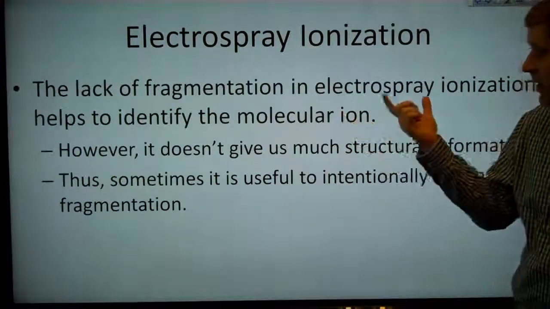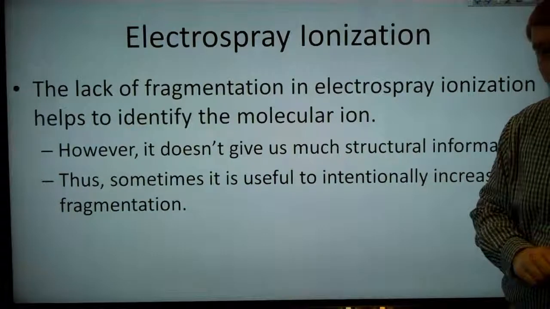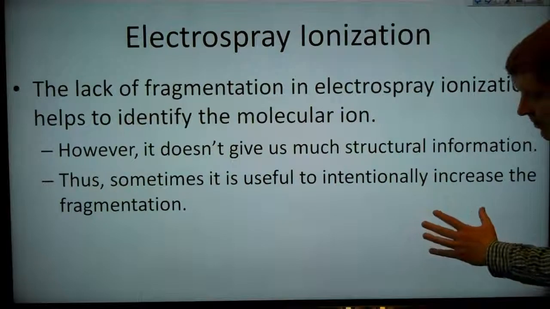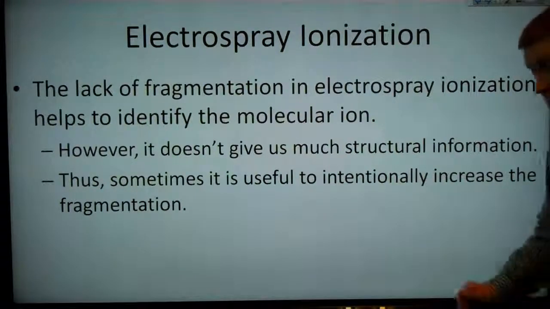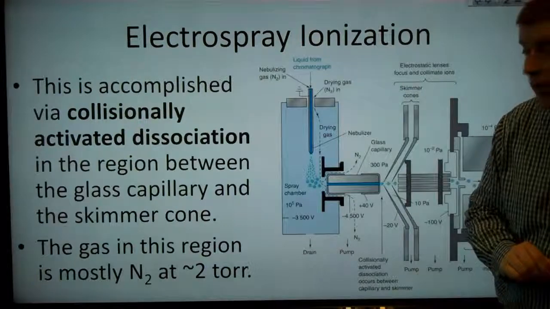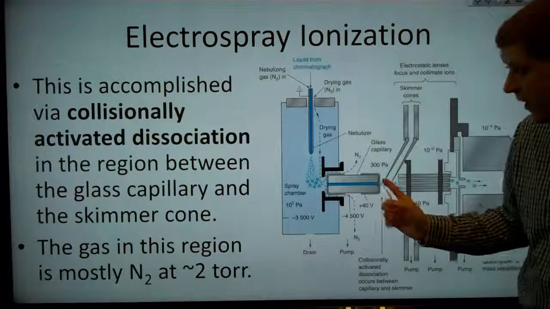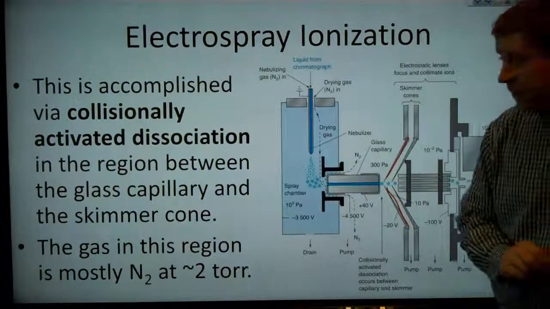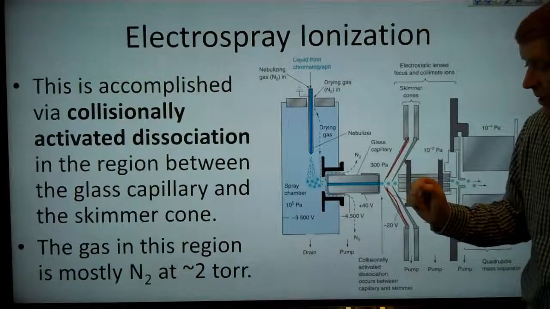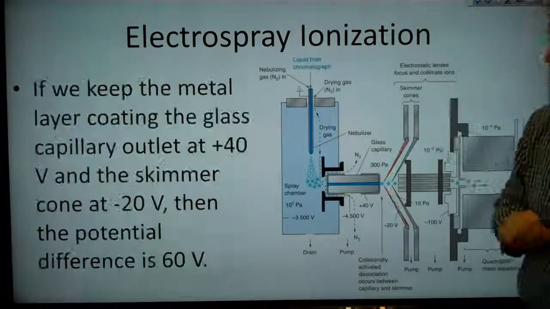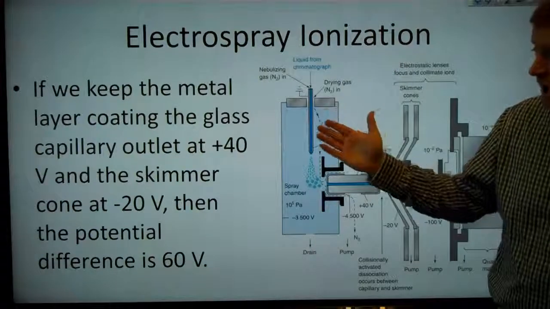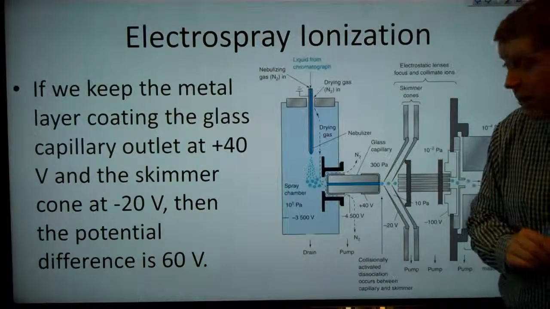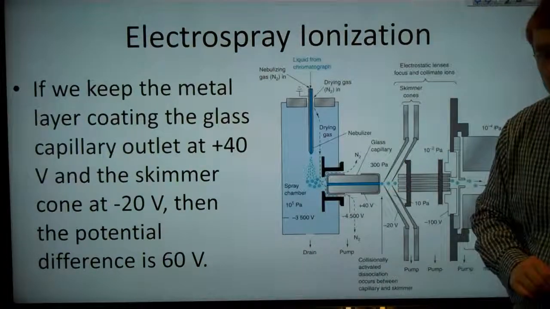So the lack of fragmentation in electrospray ionization helps to identify our molecular ion, but it doesn't give us much structural information. And thus, sometimes it's useful to intentionally increase the fragmentation. This can be accomplished via collisionally activated dissociation in the region between the glass capillary and the skimmer cone here. The skimmer cone is that bit there. So the gas in this region is mostly nitrogen at around 2 torr. And if we keep the metal layer coating the glass capillary outlet at plus 40 volts and the skimmer cone at minus 20 volts, then the potential difference is about 60 volts.